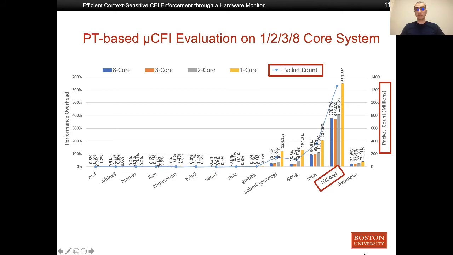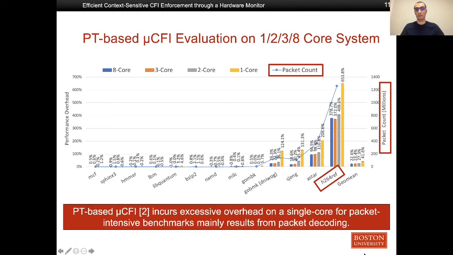And if you notice, some of the benchmarks generate a higher number of packets, and actually these are the benchmarks that are affected by the single core experiment, meaning that when we switch from an 8-core to a single-core system, we observe drastic performance overhead. The reason, as explained in the previous slide, is that packet decoding is putting a lot of pressure onto the single core, meaning that when we don't have any idle core that can be dedicated to trace processing, the performance overhead of the benchmark increases significantly.